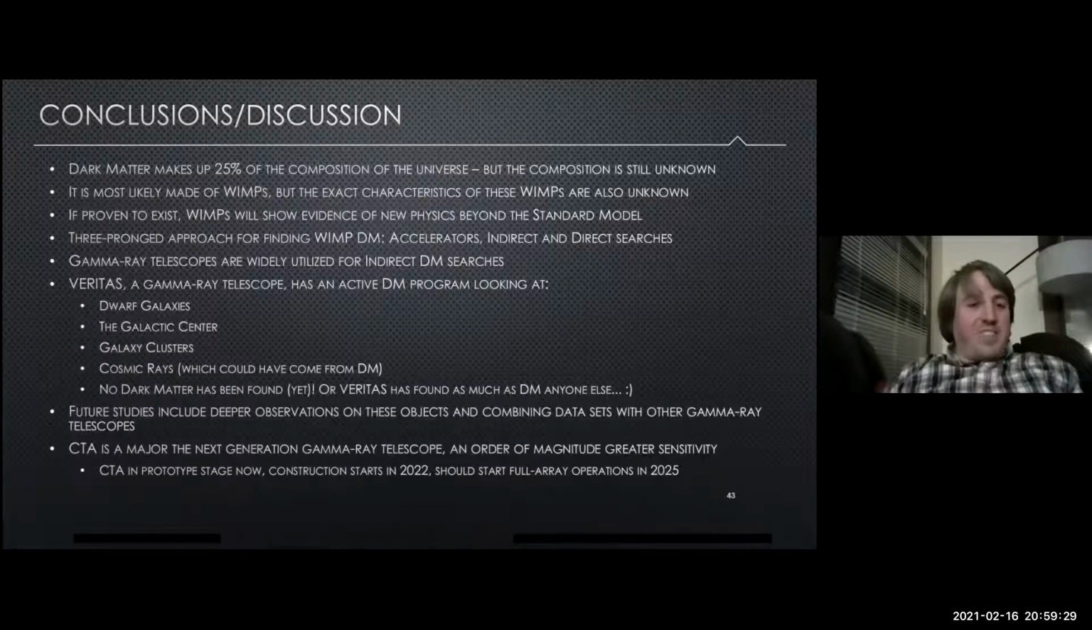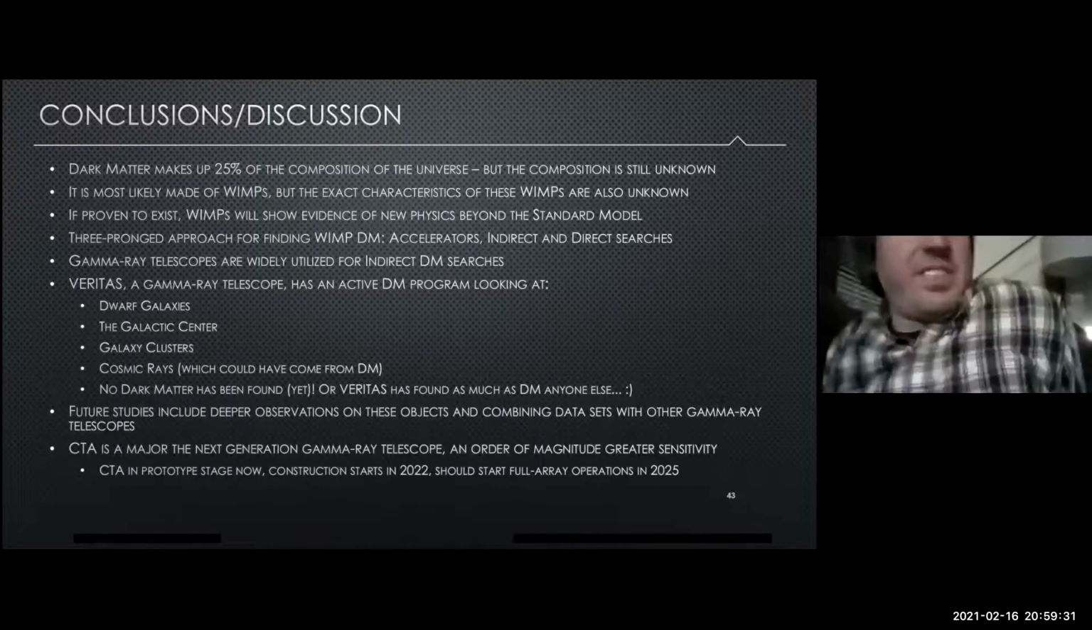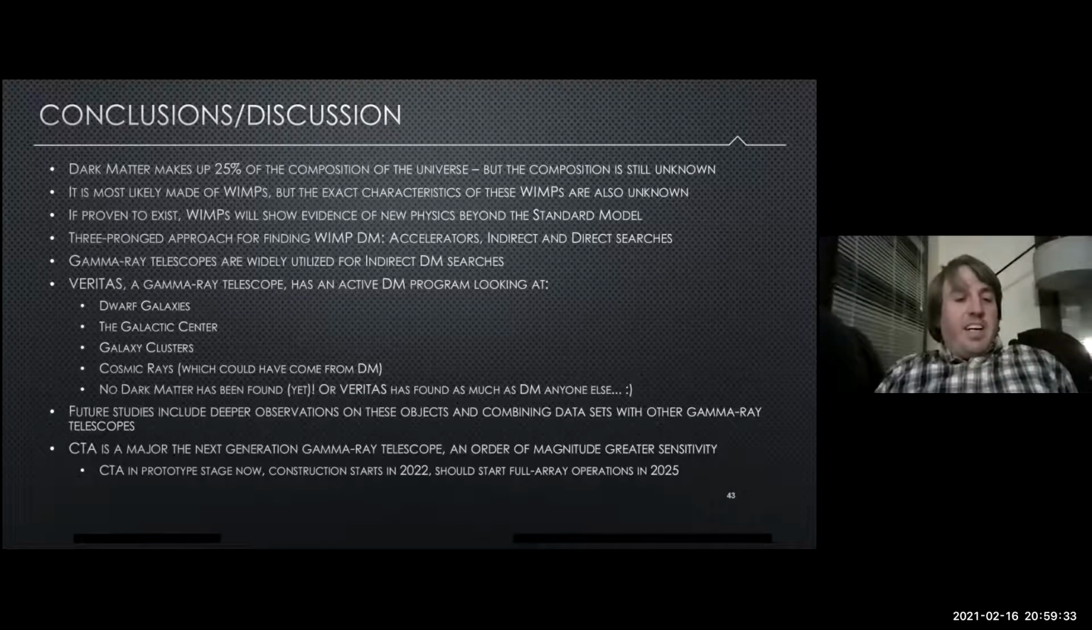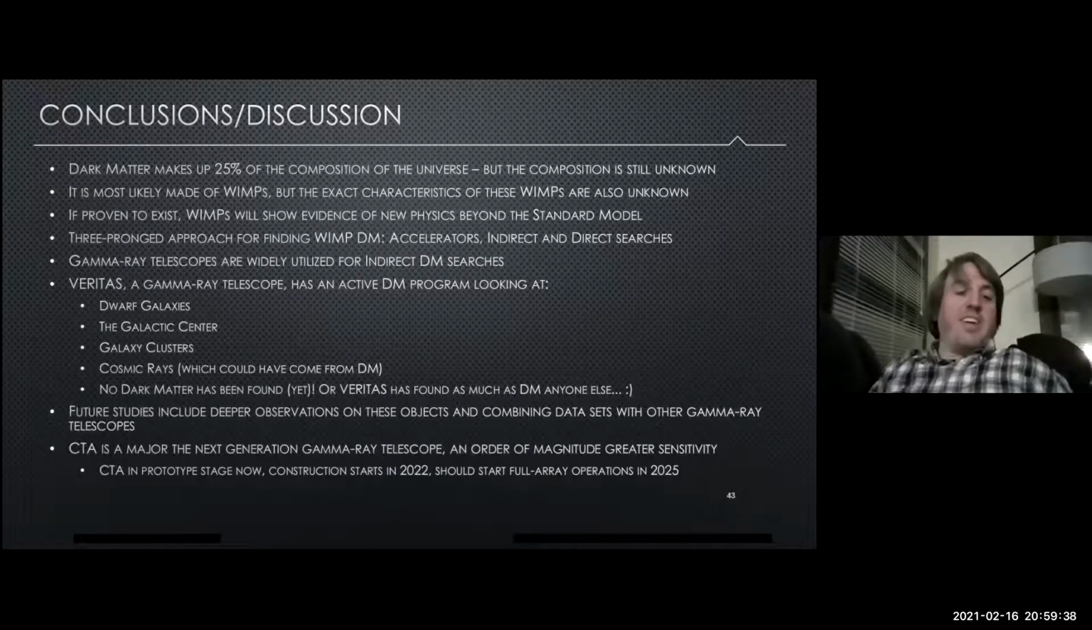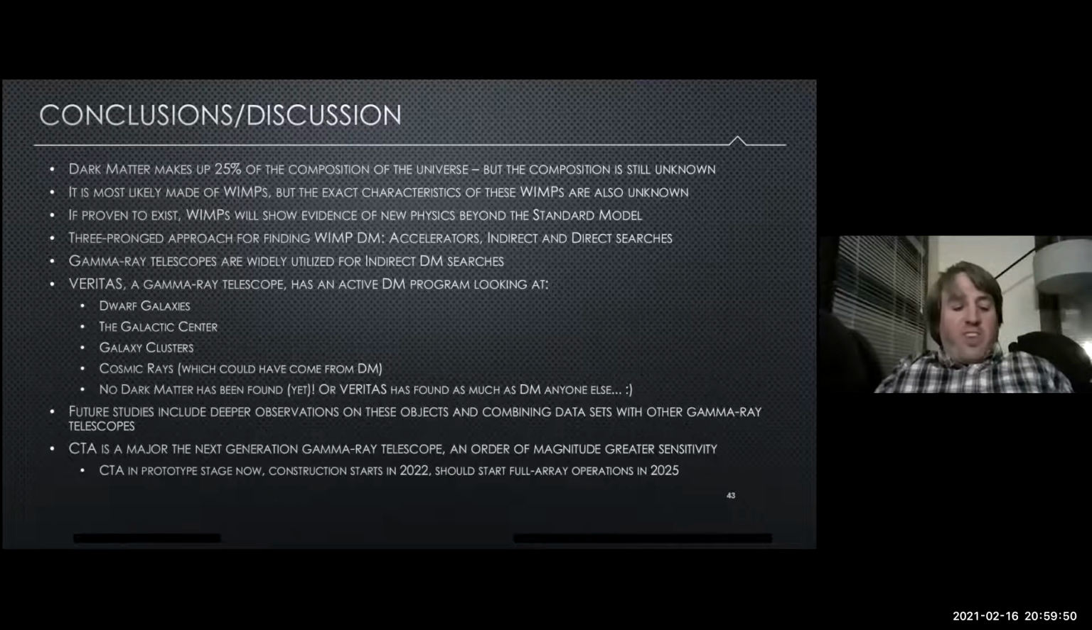Okay, so I think that's pretty much it. Conclusions, discussion. So reiterating what I've already said: dark matter constitutes about 25% of the universe, but we don't really know what it's made of. The likely choice is WIMPs, but there are other things out there. And then there's this three-pronged approach of accelerators, indirect and direct experiments.